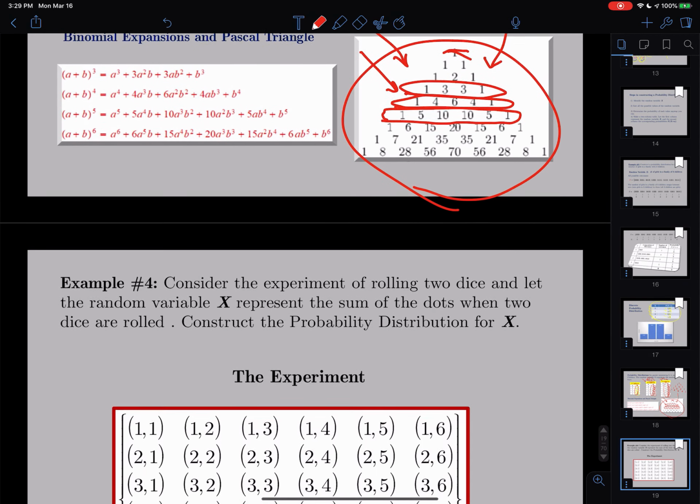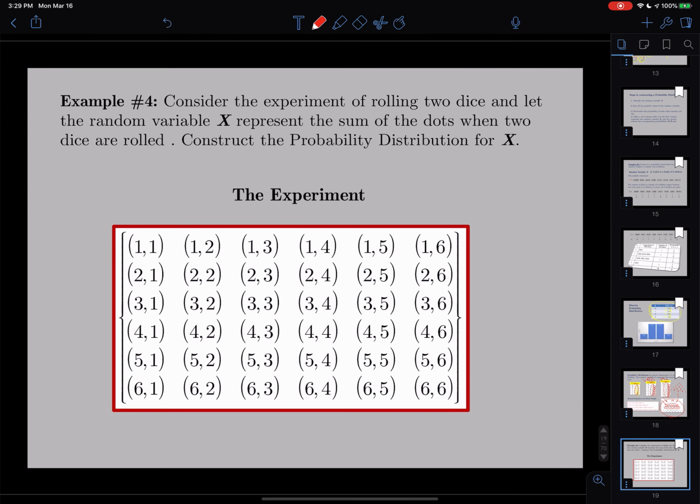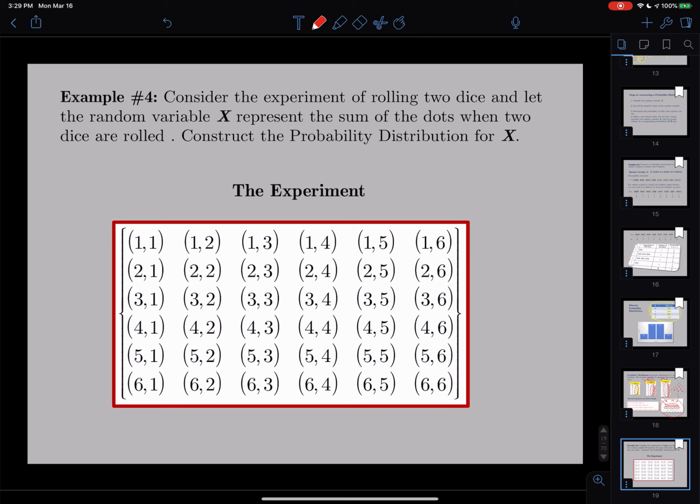Let's look at this one. It says construct the experiment of rolling 2 dice and let the random variable x represent the sum of the dots on the 2 dice. And it's just basically asking us to construct the probability distribution for that, for the sum of the dots. Okay, well, as I told you, this thing is going to pop up again. So you have it here. Now you want to construct the probability distribution here for this experiment.